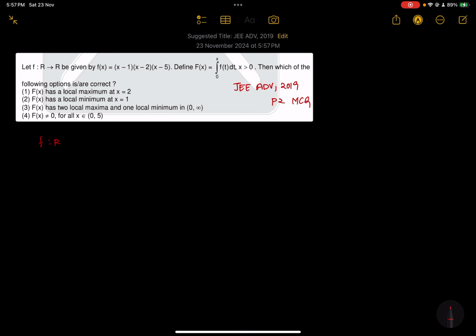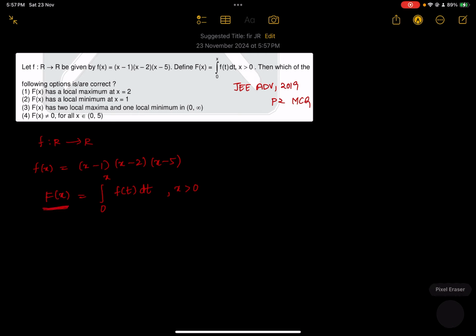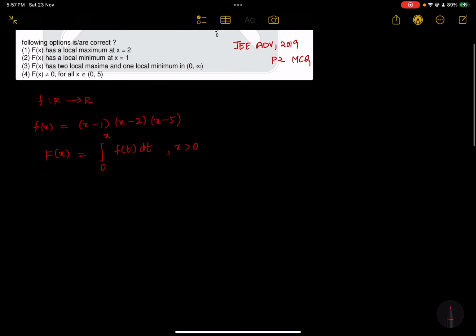So f is a function that maps from R to R, and f of x is equal to (x minus 1)(x minus 2)(x minus 5), and capital F of x is defined as the integral from 0 to x of f of t dt for x greater than 0. In the options it is asked at what points this function F of x has local minimum and local maximum. So for that we have to find F dash of x. F dash of x can be found using Leibniz rule. When you have to differentiate an integral, you have to use Leibniz rule.